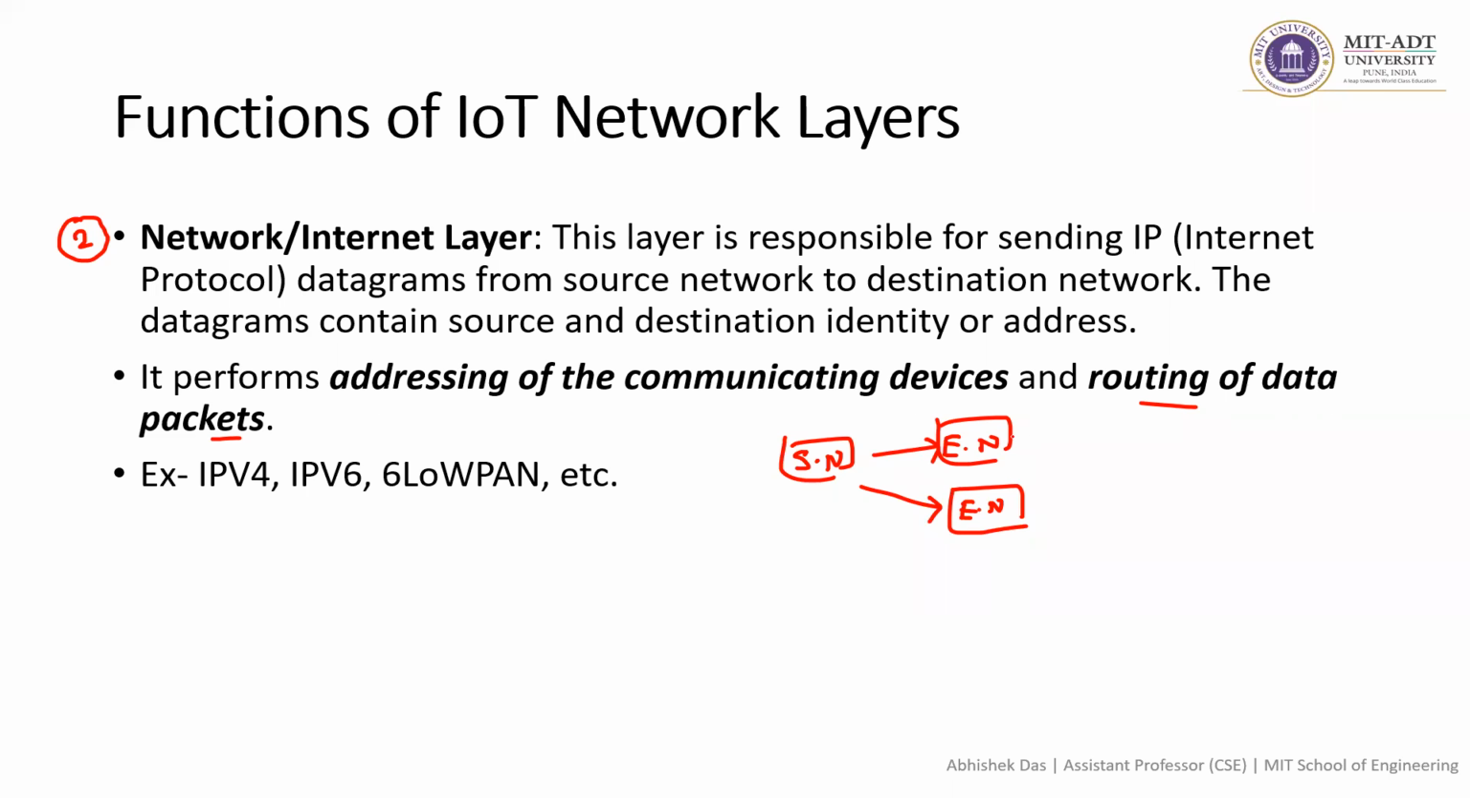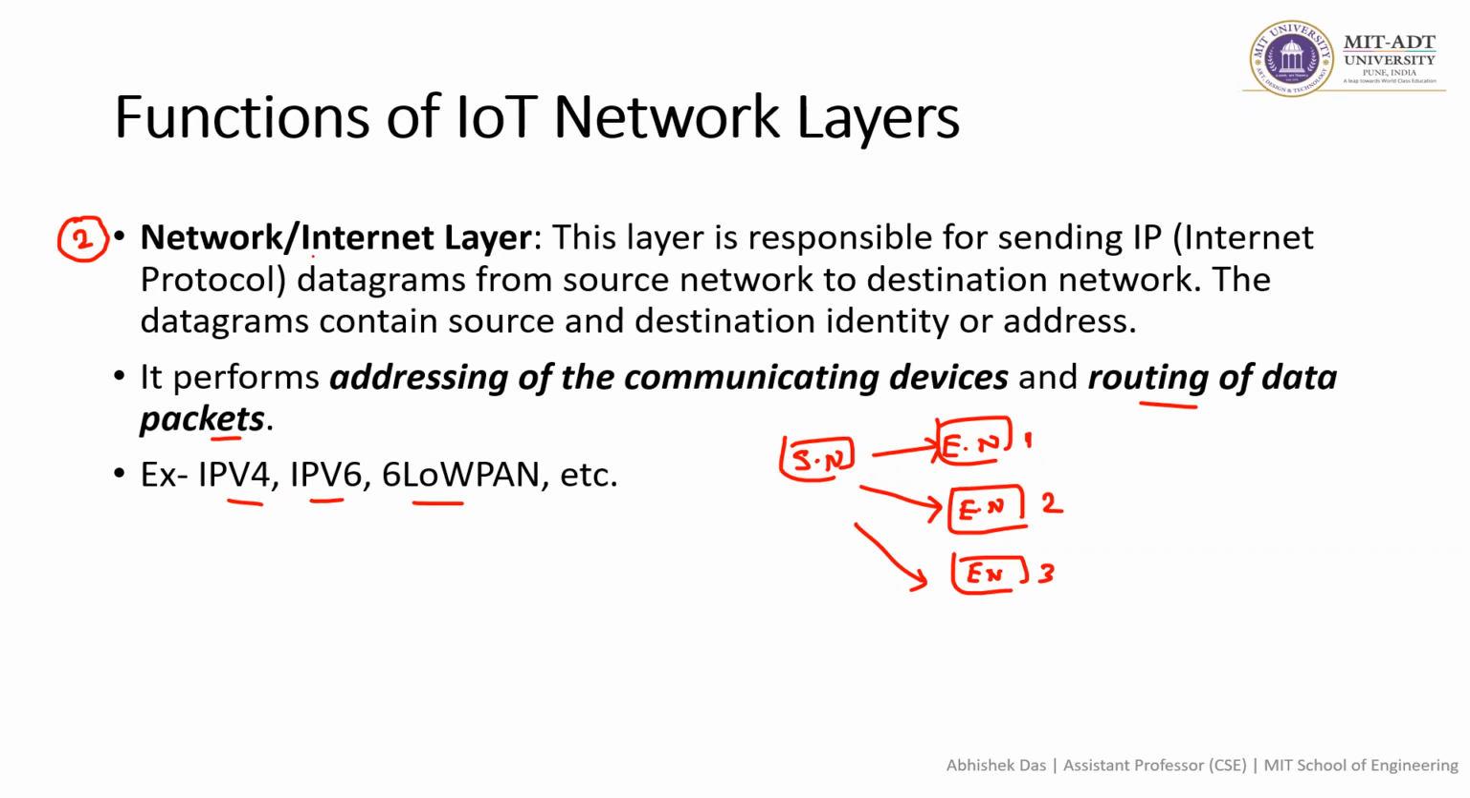So we can have end node 1, then end node 2, then end node 3. We can have different end nodes. So it helps in routing of the data packets, from the starting node to which end node it will be received. That part is maintained by the network layer. Some examples are IPv4, IPv6, and 6LoWPAN. These are the different protocols in the network layer, and I will come to those protocols later on.